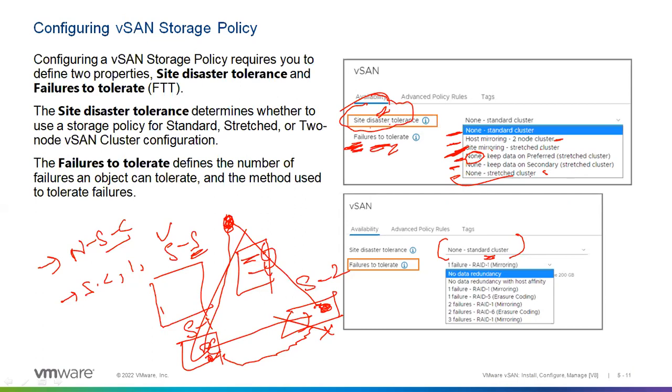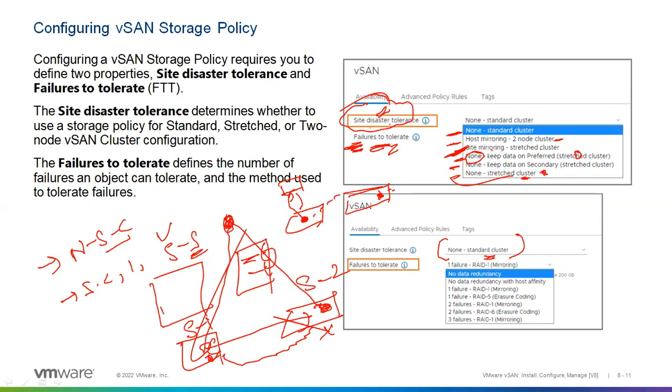None stretched cluster means that wherever your actual VM resides, your cluster is still stretched, but if my VM is running on site 1, it will only write the data on site 1. It will not make a copy on site 2. So now you will ask, sir, then what is the difference between this and this?